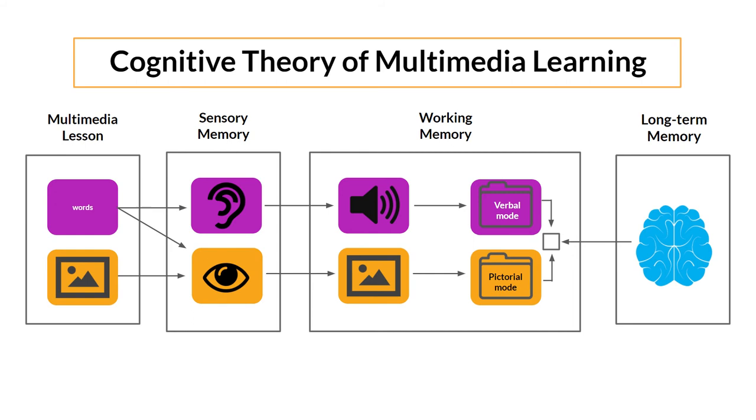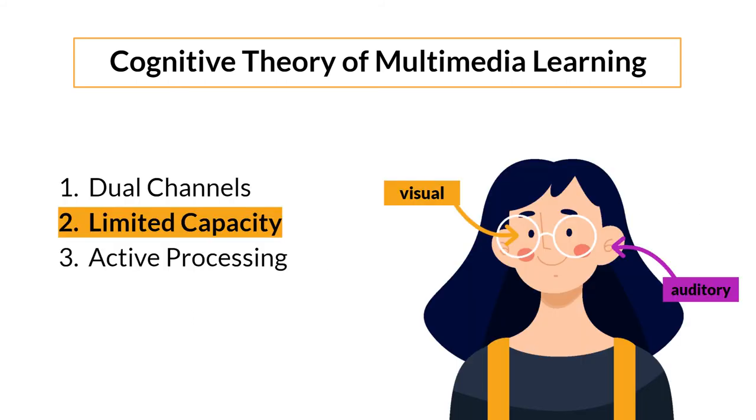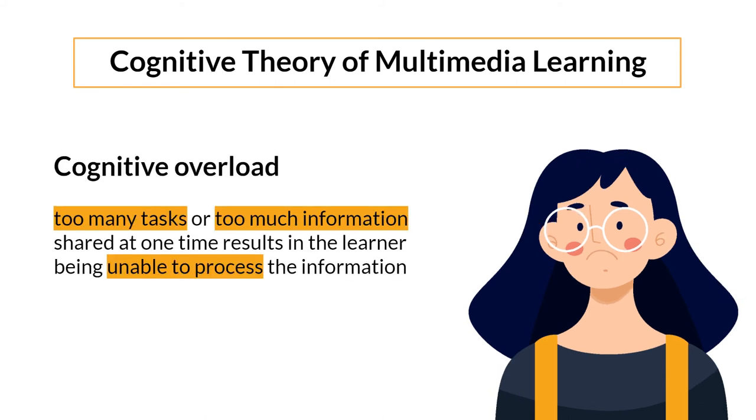So, due to the limited capacity of each of these channels, a potential problem is cognitive overload. Cognitive overload occurs when too many tasks or too much information are shared with a learner simultaneously and overloads a learner's working memory. This results in the learner being unable to process this information. This can cause learners to feel frustrated, tune out, or give up on a learning task.